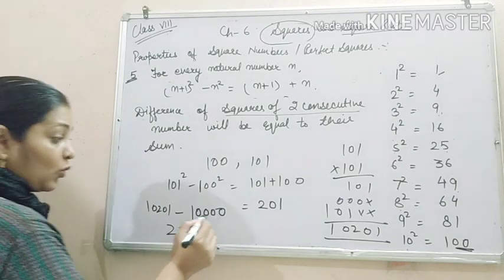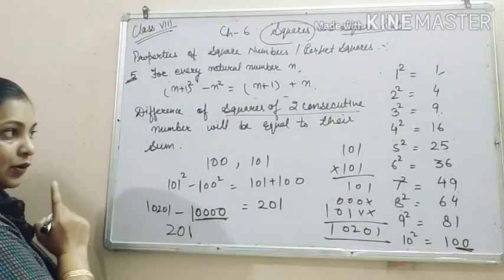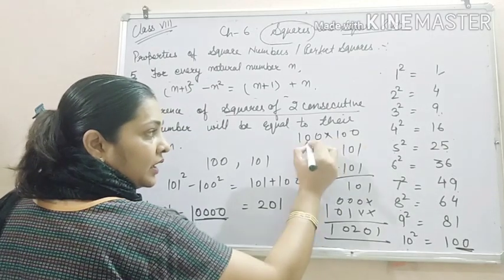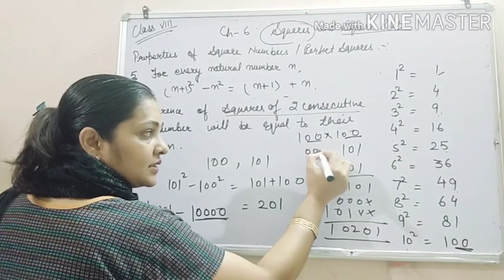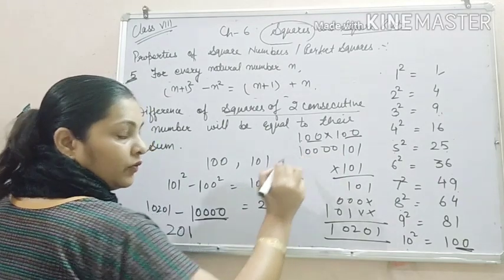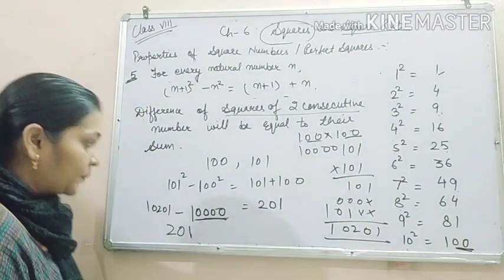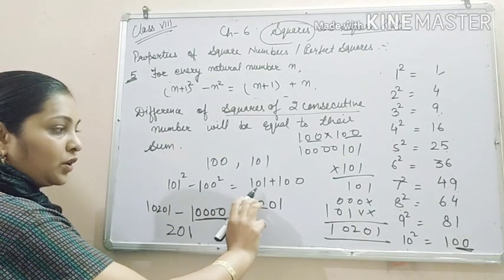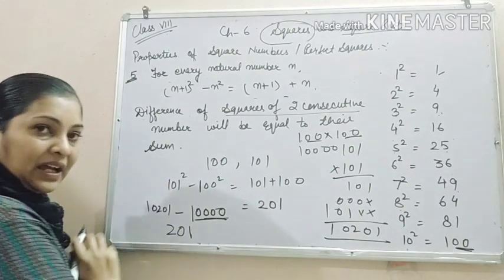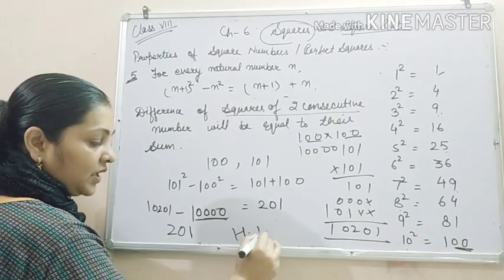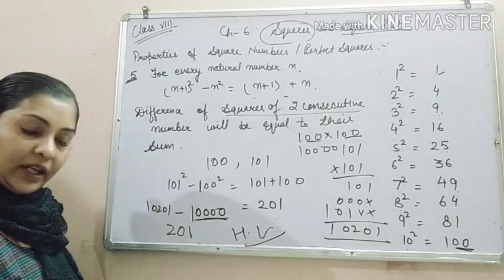Is that clear? Why I am saying double the zeros? That also let me tell you. 100 into 100. There are 4 zeros. So in the answer there will be 4 zeros only. And 1 multiplied by 1 is 1. Is that clear? So 101 square minus 100 square will be equal to 101 plus 100, that is equal to 201, and we have verified it.